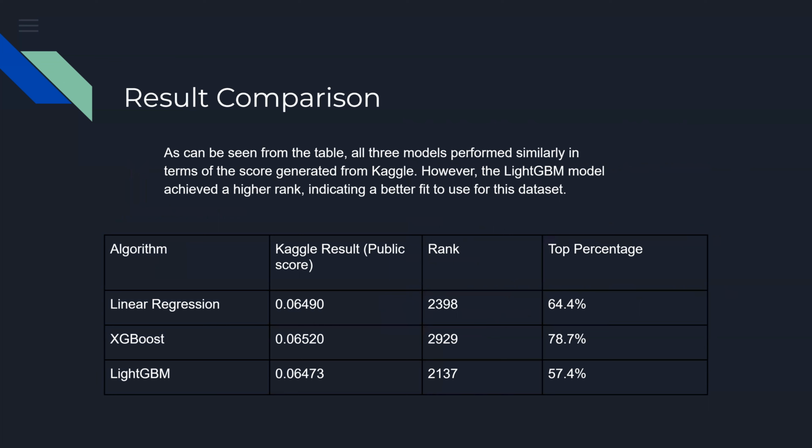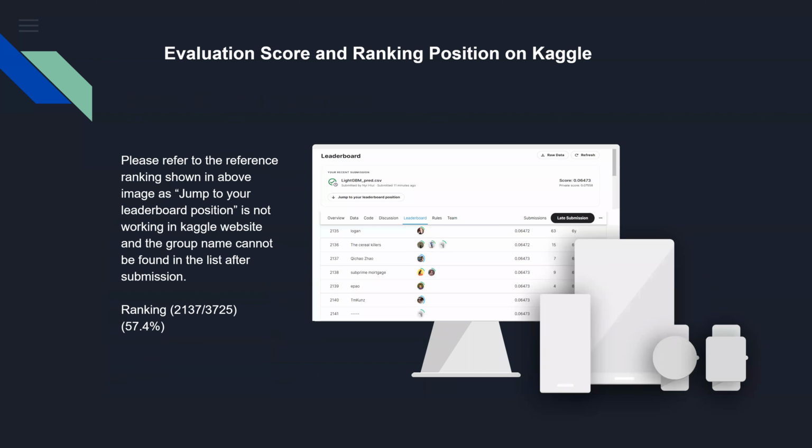As can be seen from the table, all three models perform similarly in terms of the score generated from Kaggle. However, the LightGBM model achieved a higher rank, indicating a better fit for this dataset. Here's the evaluation score and ranking position on Kaggle.